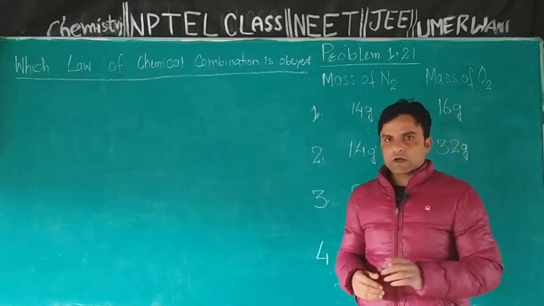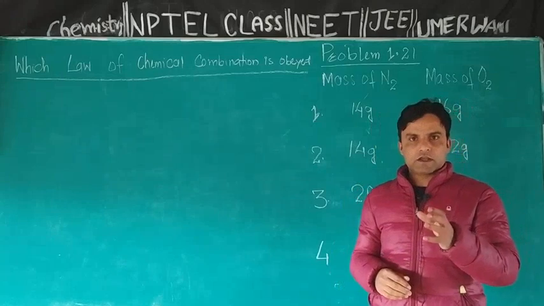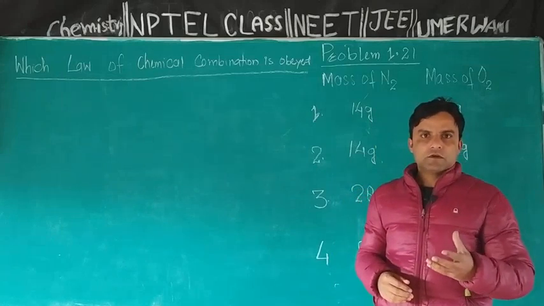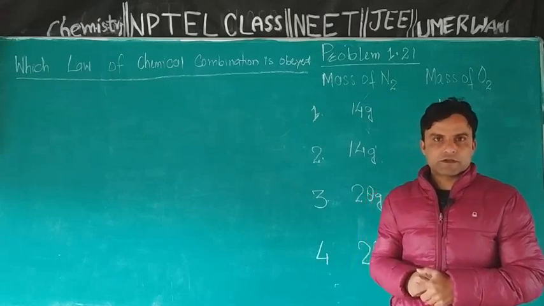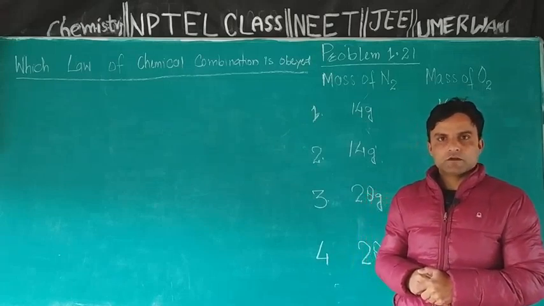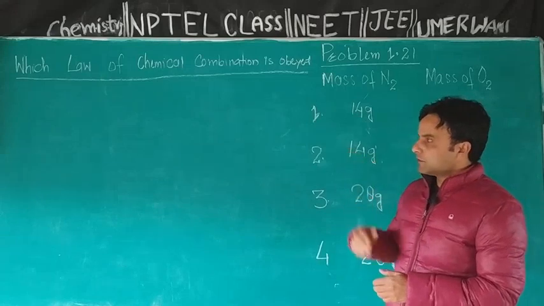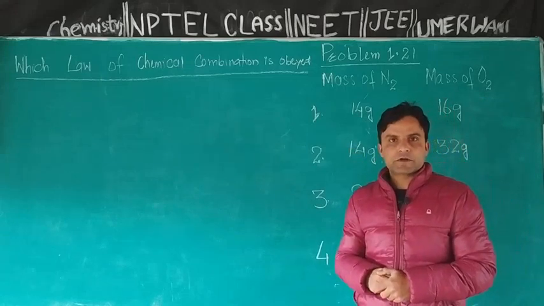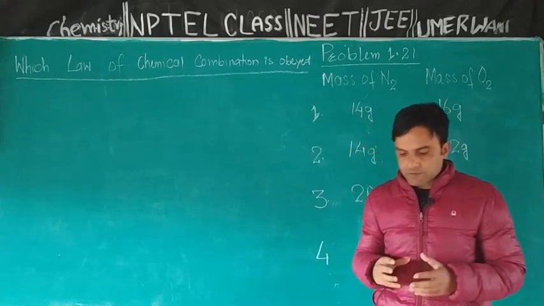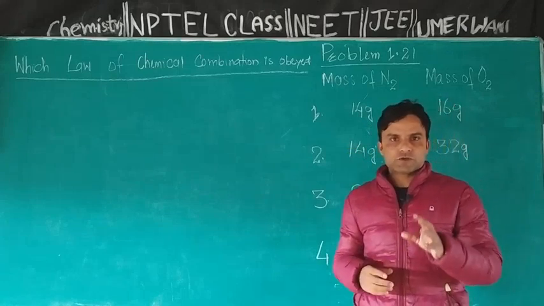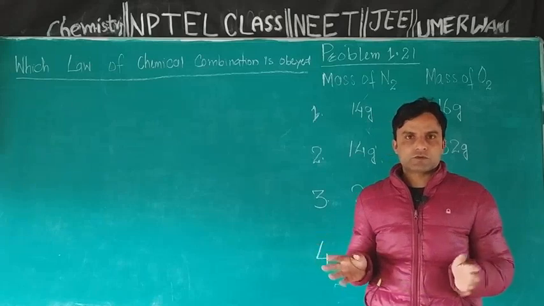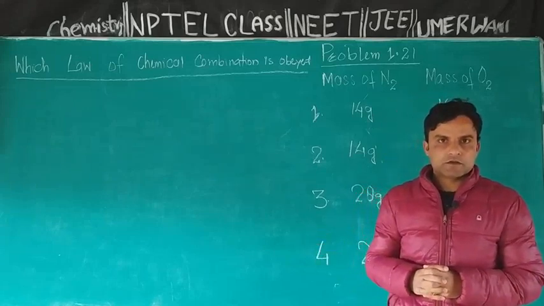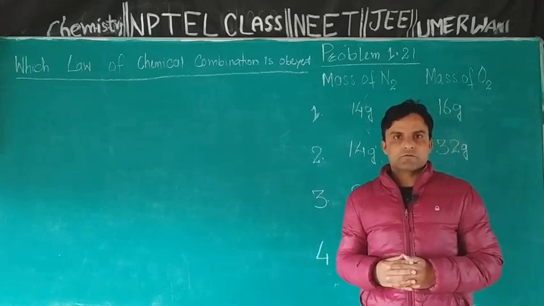Number 1 law is the law of conservation of mass, that in a reaction the mass on the reactant side should be equal to the mass on the product side. Number 2nd law is the law of constant proportion, and it says that the composition of a chemical compound is always fixed, whatever its source or method of preparation may be. 3rd is the law of multiple proportion.